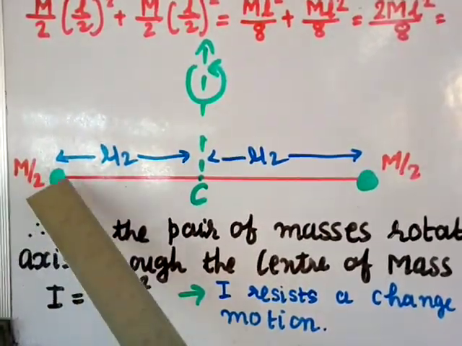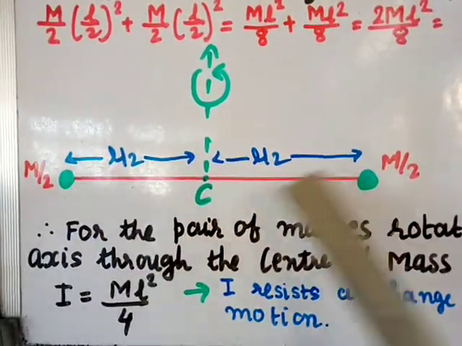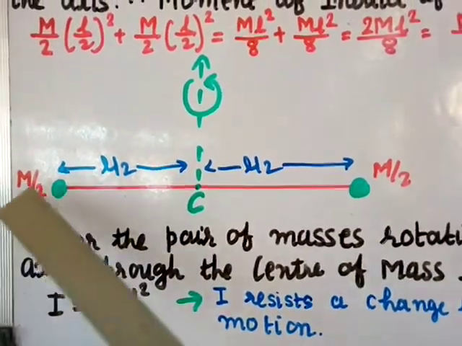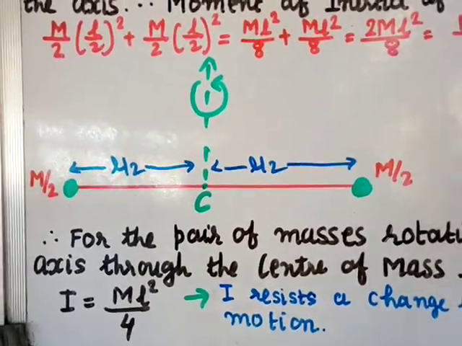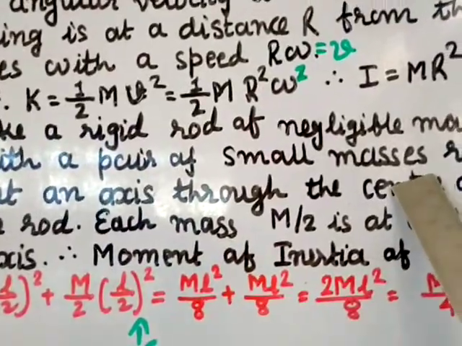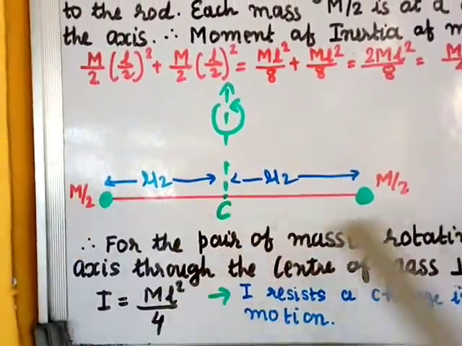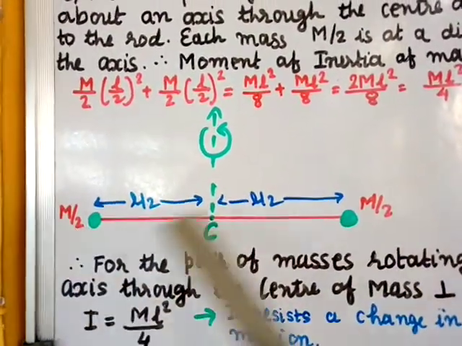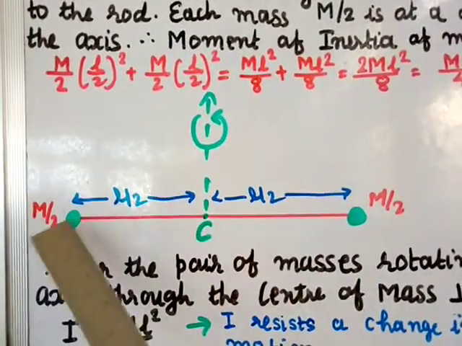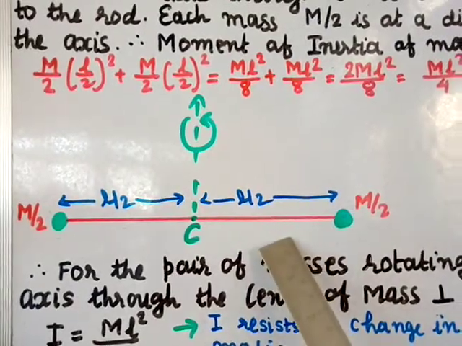Okay, this is a mass here, and this is the negligible mass of the rod. This is a rod of length L and it has negligible mass. We have taken a pair of small masses, of total mass m, so I take this mass as m by 2 and this as m by 2. These are spheres or small masses at the ends of this negligible-mass rod.